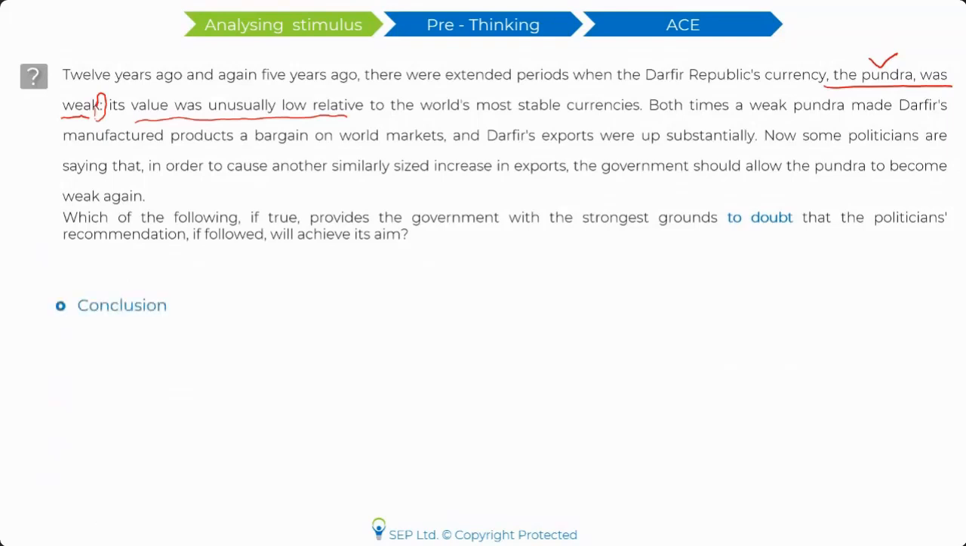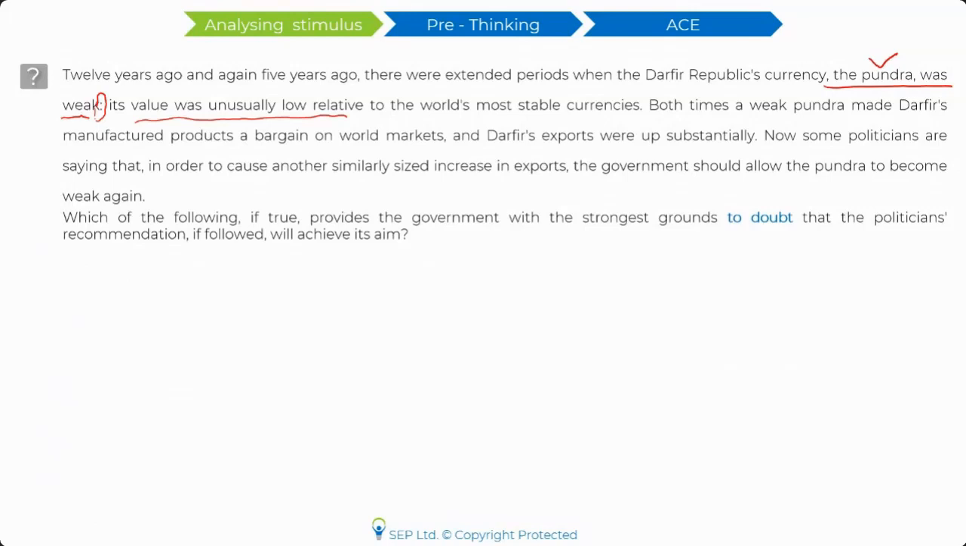Okay, this happened twice. Both times, so that means 12 years ago and 5 years ago, a weak Pundra made Darfur's manufactured products a bargain on world markets. What does this mean, guys? You can answer to me in the chat. Because if you haven't understood this, it is quite possible you went wrong in your pre-thinking.